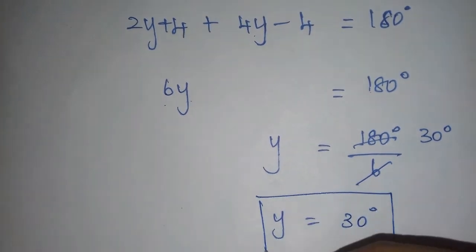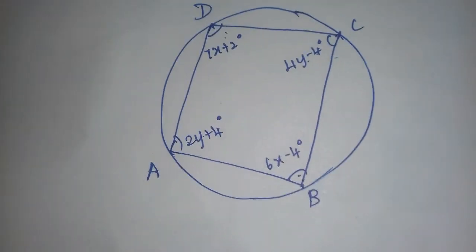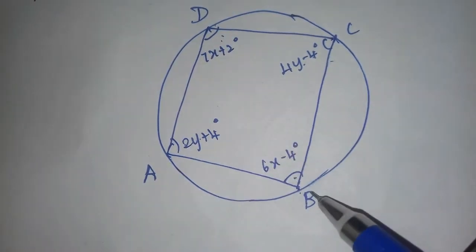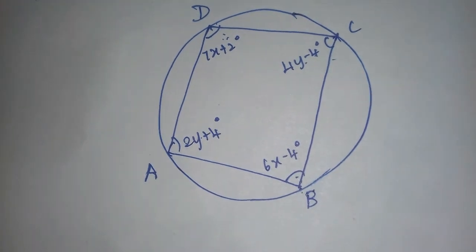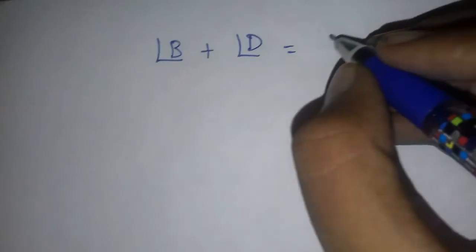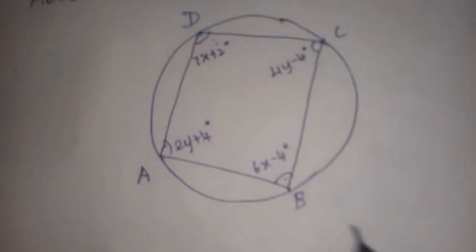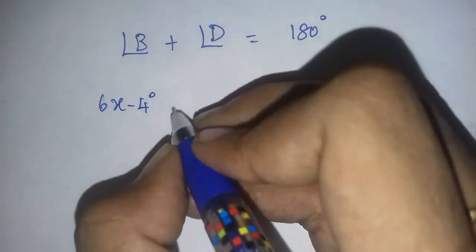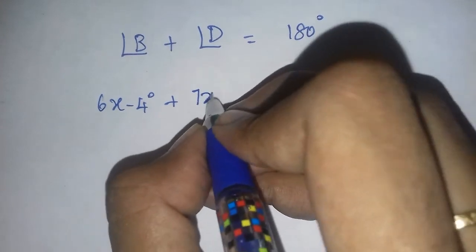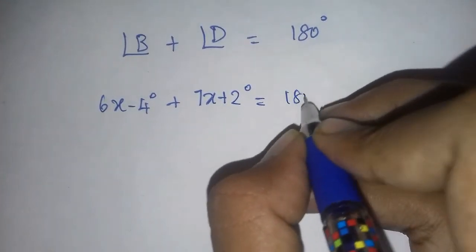Now we found the value of y. Similarly, these two angles are opposite angles in a cyclic quadrilateral. So if you add both the angles, what will you get? 180 degrees. The same proof we are going to do again. Angle B plus angle D is equal to 180 degrees. What is angle B? Angle B is 6x minus 4. Angle D is 7x plus 2. 6x minus 4 degrees and angle D is 7x plus 2 degrees, that is equal to 180 degrees.